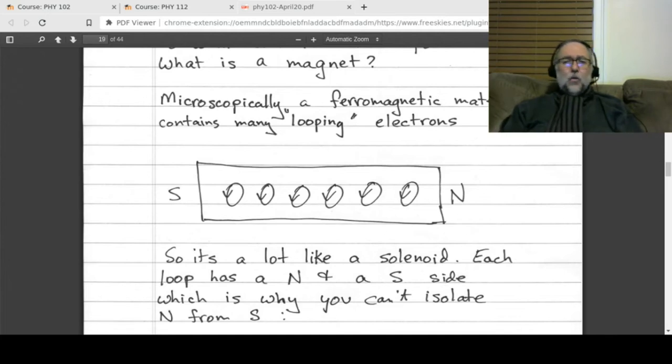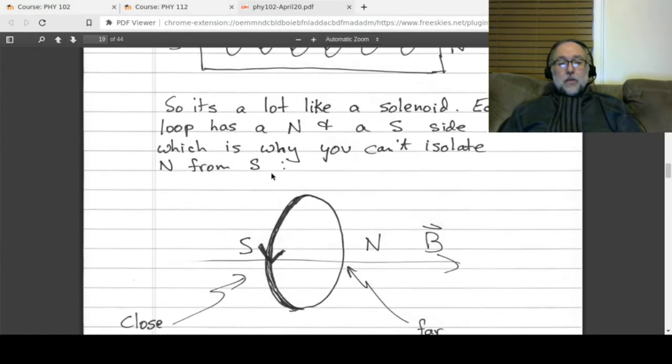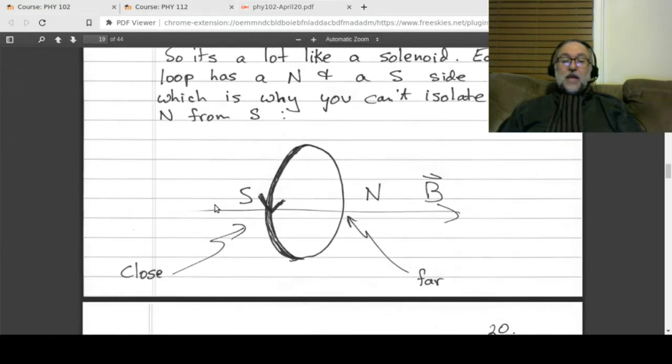And you go, well, why? Why can't you do it? Now we know why. Because there's two sides of a loop, and you can't have a loop which has only one side. Every loop is going to have one side and then the other side.